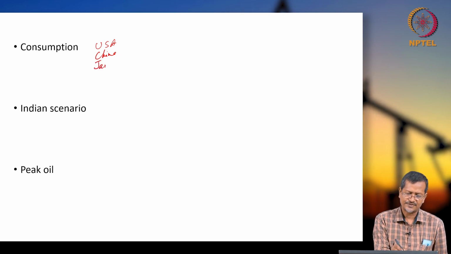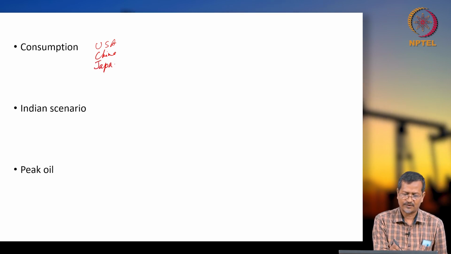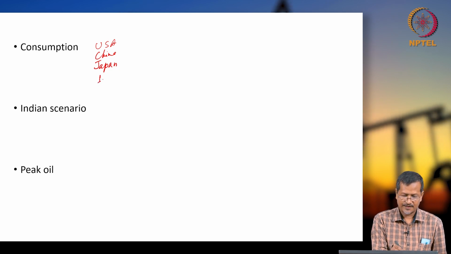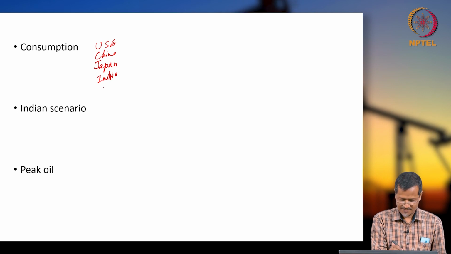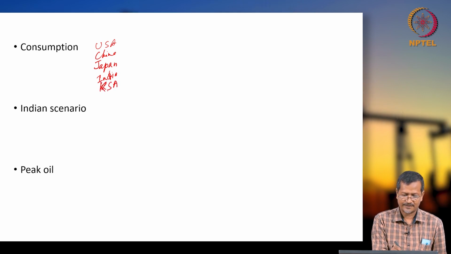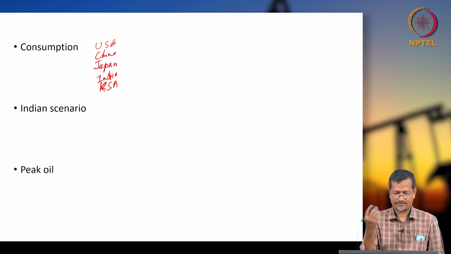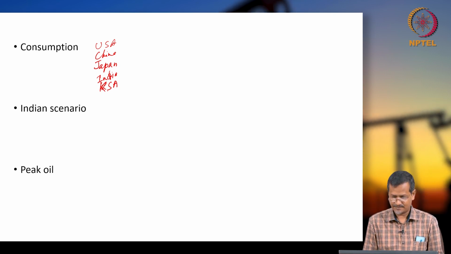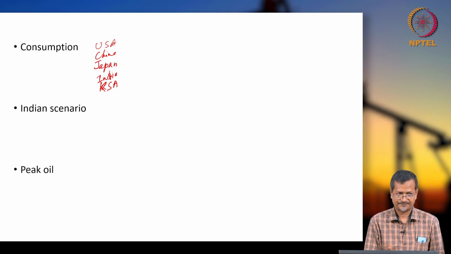Then Japan also uses a very high amount of oil and gas. Okay, India, you see. KSA has a huge amount of oil, but they are using it too. Every family will have 1 or 2 cars minimum actually.